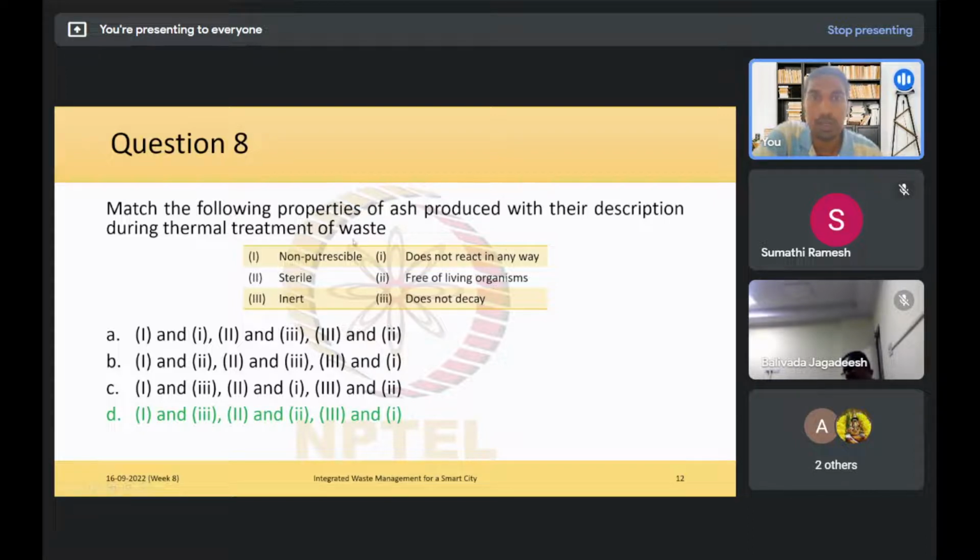These are the properties that we ideally need in the ash, because we are going to dispose of the ash that is produced at the end of the thermal treatment. It should not affect our environment, so we need it to be non-putrescible, so that it doesn't decay, doesn't create any odor problems, and doesn't produce any leachate. It needs to be sterile so that it doesn't contaminate anything, and it should not react, so it needs to be inert as well. Those are the descriptions of these properties.